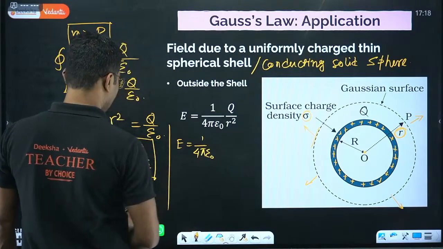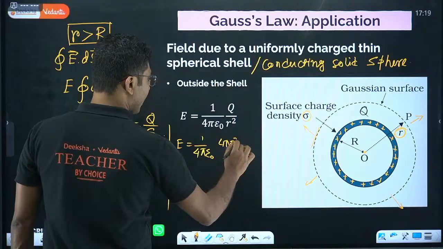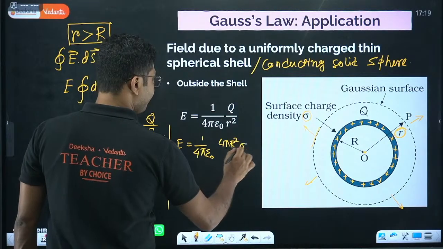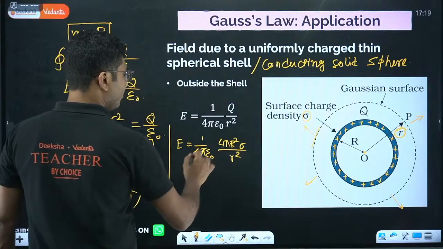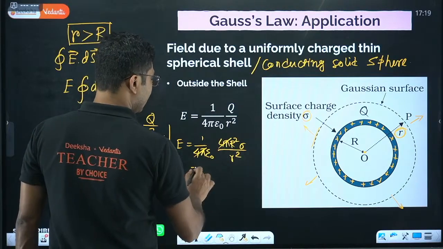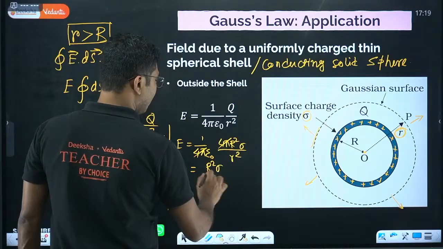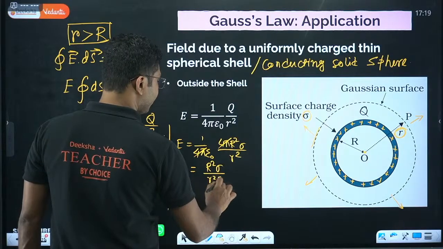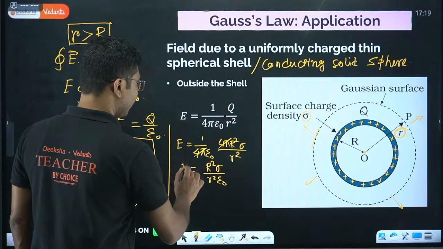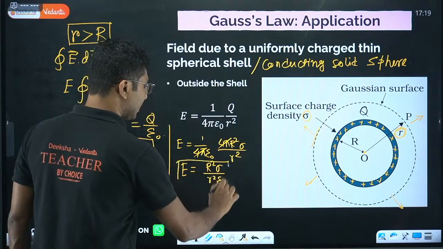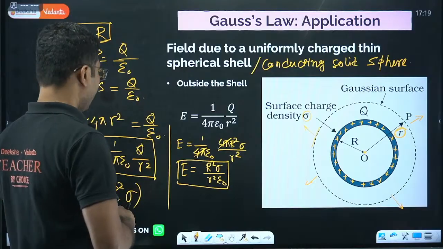So E equals 1 by 4 pi epsilon naught, and here Q becomes 4 pi R square sigma divided by small r square. So 4 pi cancels. You get R square sigma by small r square epsilon naught. So this is the formula for electric field due to a spherical shell in terms of surface charge density. Okay, now let's move on.